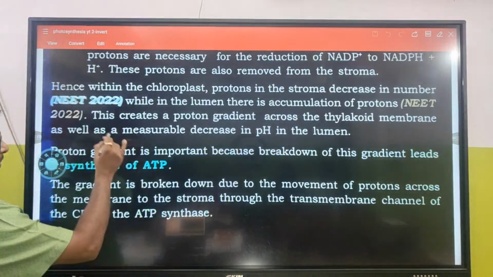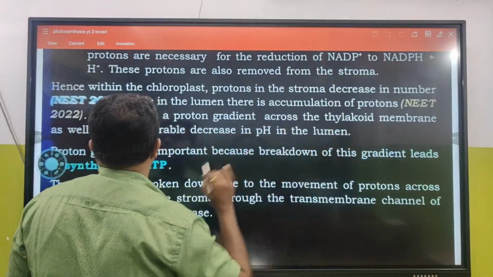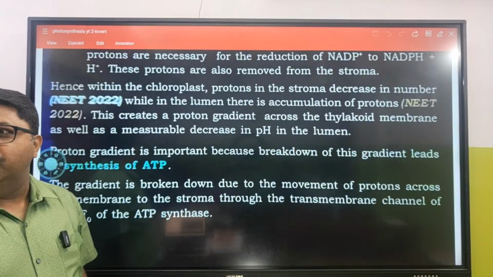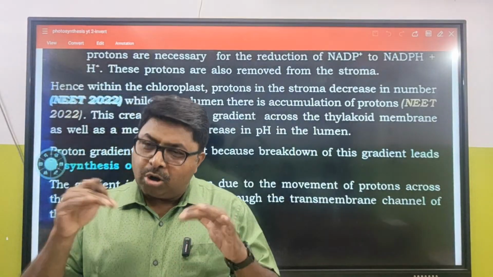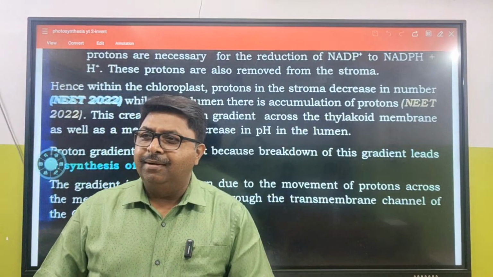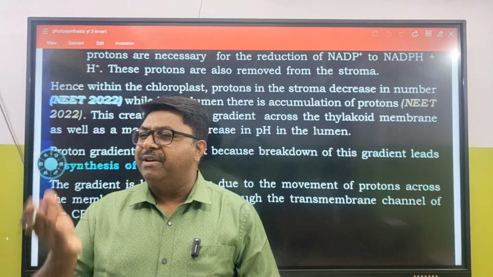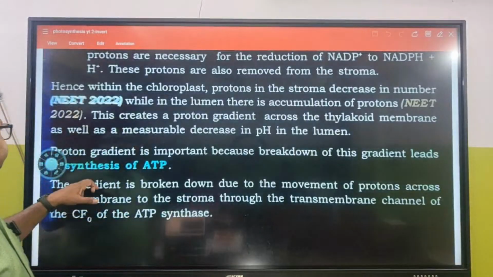it's going to activate ATP synthase enzyme. This creates a proton gradient across the thylakoid membrane as well as a measurable decrease in pH in the lumen. Kire, more of H+ ion inside the lumen, the pH is going to come down or is going to go up? It's going to come down. More of H+ মানে pH is going to come down.